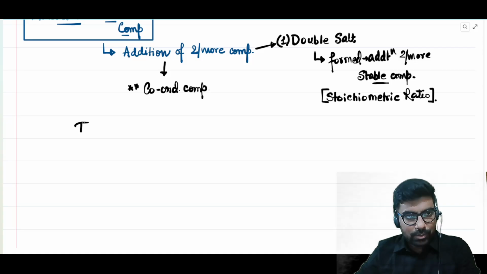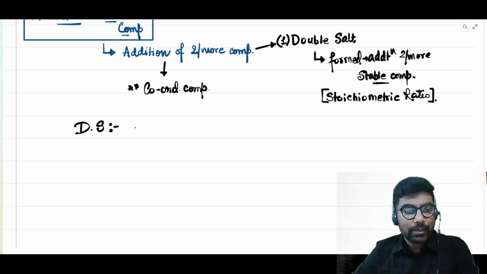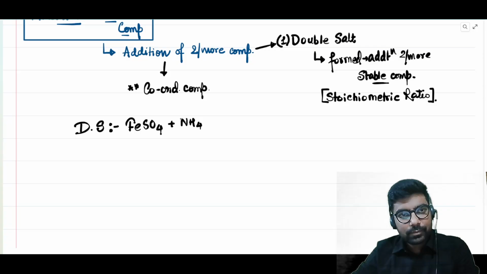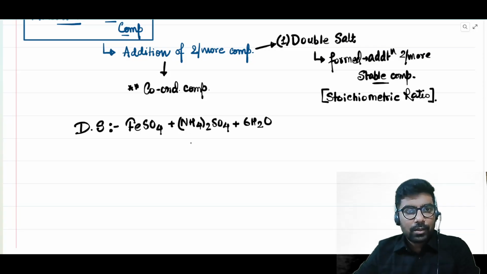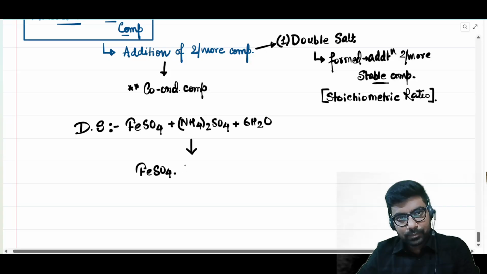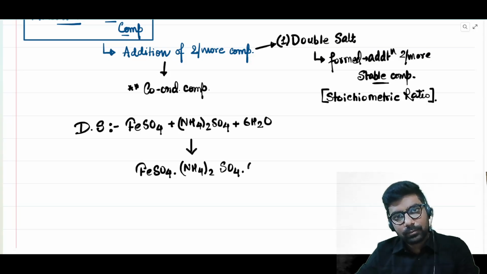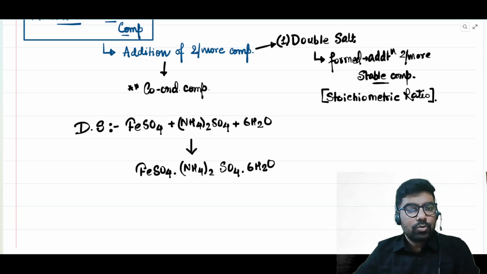If we take an example of a double salt, DS, I'm writing for double salt. So, let's say we have something like this. We have ferrous sulfate, FeSO4, plus we have ammonium sulfate, plus we have water. If we simply add these compounds, we will get a double salt, right? This is called Mohr's salt.